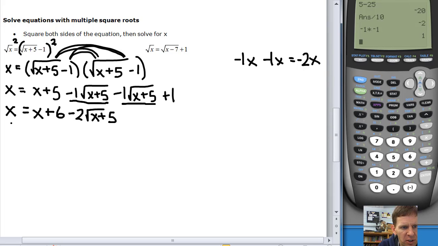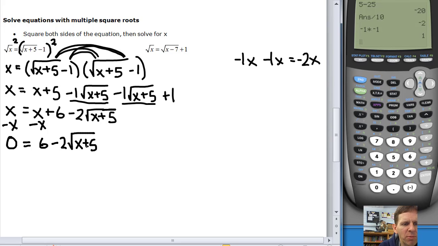All right, let's solve this equation out. One thing we could do is subtract x from each side. That will cancel the x's on the left, so we have nothing on the left side. On the right side, the x is gone, and we have 6 minus 2 root x plus 5. And make sure that x plus 5 is underneath the square root.